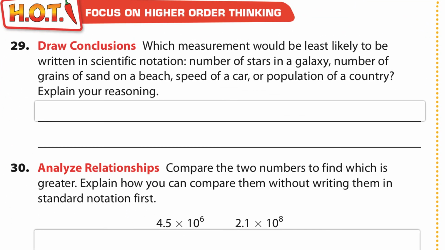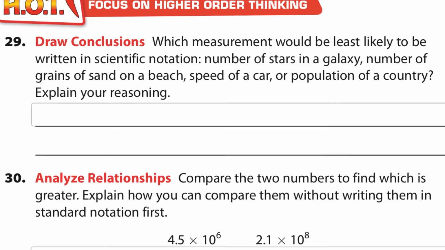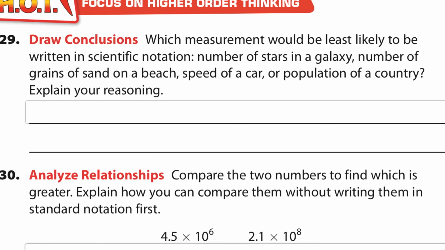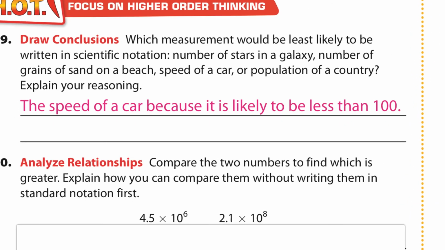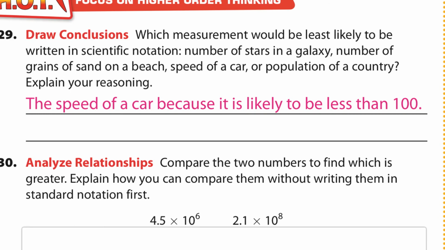Which measurement would be least likely to be written in scientific notation? So let's see. The number of stars in a galaxy? That would be scientific notation because you've got a huge number. The number of grains of sand on the beach? Yeah, that's a huge number. Speed of a car? We could deal with standard notation. It's just a couple of digits. Population of a country? Yeah, that would be scientific notation. So I'd say the speed of a car is the least likely, because it's a 2-digit number, like I said.